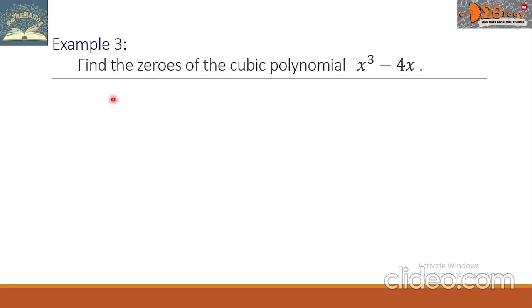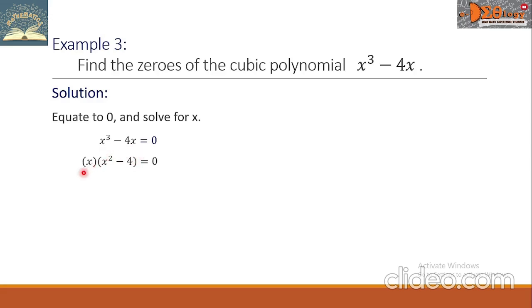Example 3. Find the zeros of the cubic polynomial x cubed minus 4x. Let us equate this polynomial to 0 and solve for x. So we have x cubed minus 4x equals 0. Let us do factoring. First, we factor out the common factor, which is x. We have here x times x squared minus 4 equals 0. But this x squared minus 4 is still factorable into x minus 2 times x plus 2.